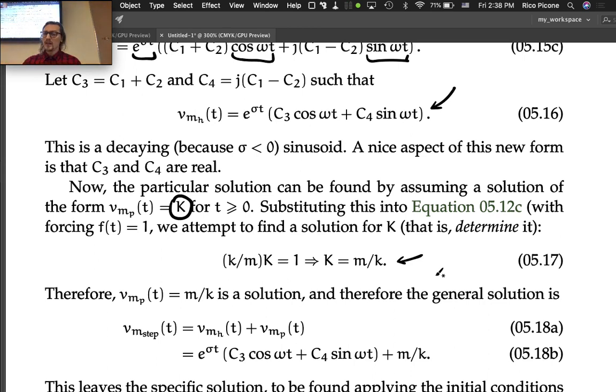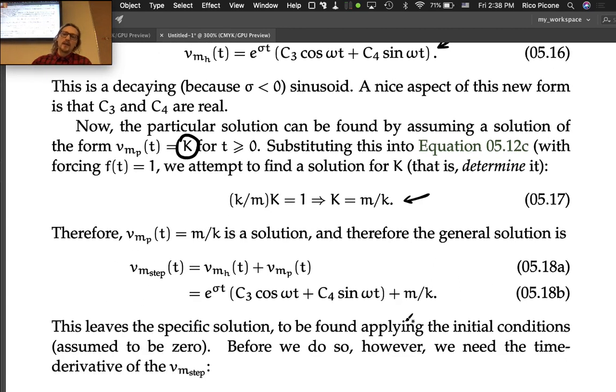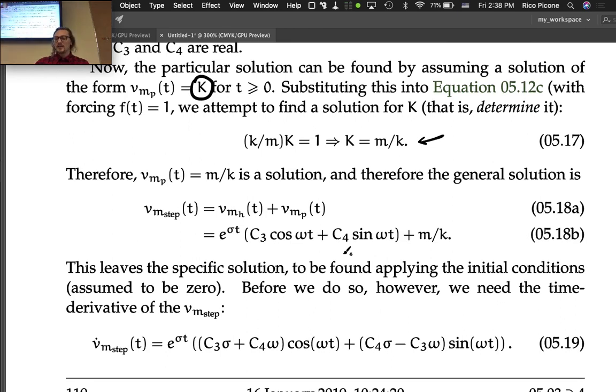So if we could find a solution for it, that means there must be one that exists, and therefore it is a solution. And therefore the general solution is the sum of the homogeneous and particular solutions that we derived, given in 5.18b. So this leaves the specific solution to be found by applying the initial conditions, which we didn't have given in the problem. So we'll assume them to be 0. That's a pretty good assumption usually if it's not given in the problem. Before we do so, however, we need the time derivative of the step response.